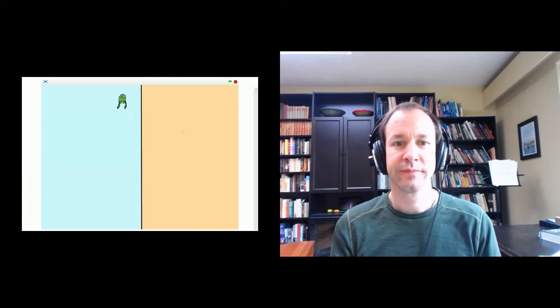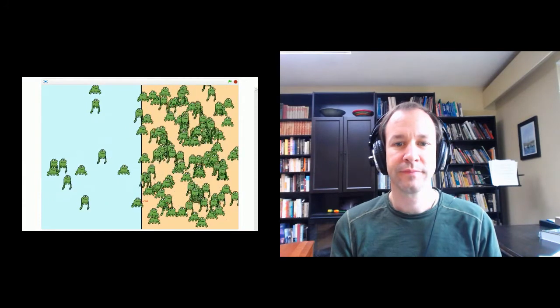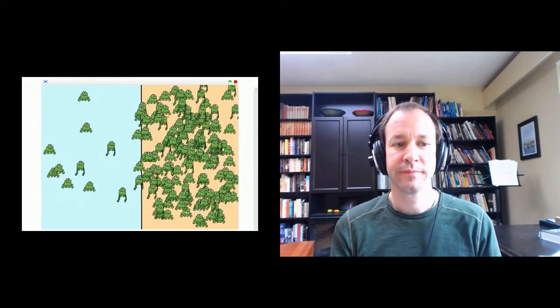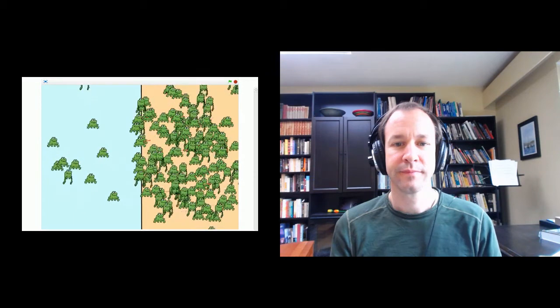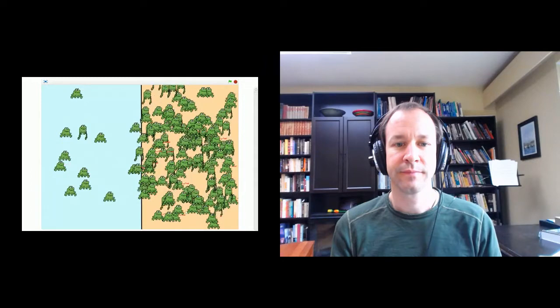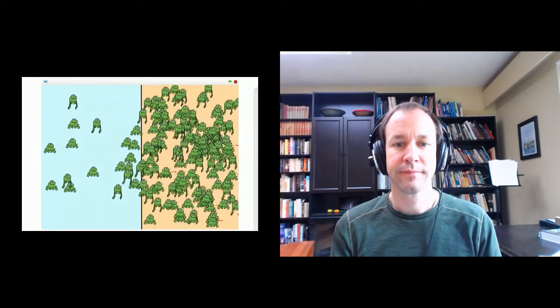But now let's see what happens if there are many frogs. In this simulation, we start with 150 frogs on the right and 10 frogs on the left. We can just watch what happens. It's going to take a while, so it'll be helpful if we make the frogs speed up a little bit.